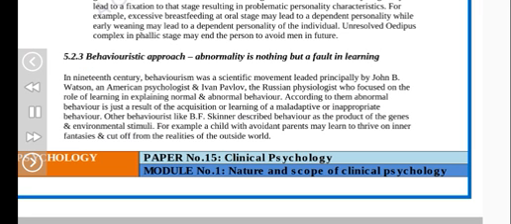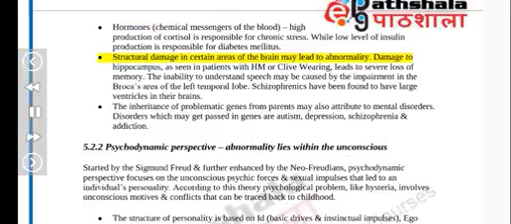Hormones, chemical messengers of the blood. High production of cortisol is responsible for chronic stress, while low level of insulin production is responsible for diabetes mellitus. Structural damage in certain areas of the brain may lead to abnormality.